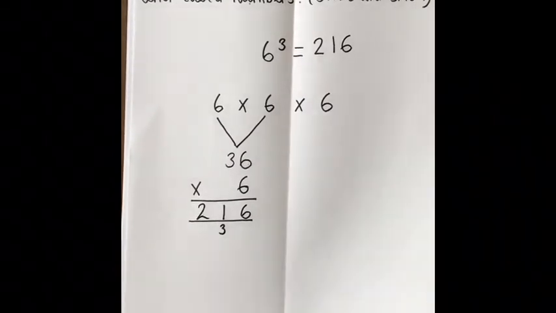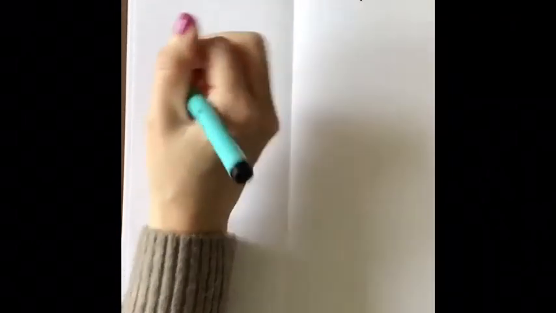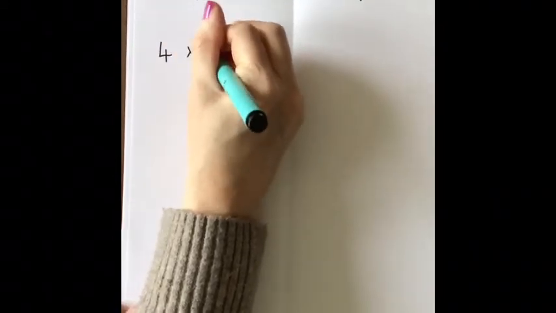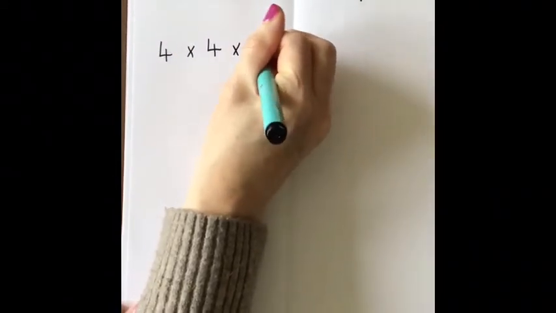Using that same idea, have a go, pausing the video again, have a go at 4 cubed and 9 cubed. Restart the video when you want to check through your calculation. Starting off with 4 cubed. We have 4 times by 4 times by 4.